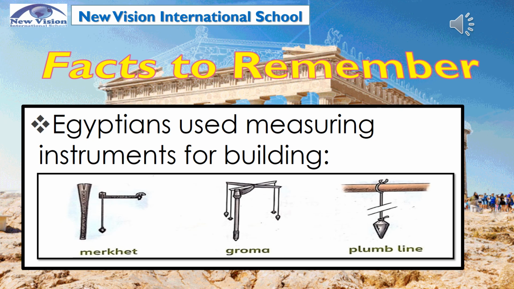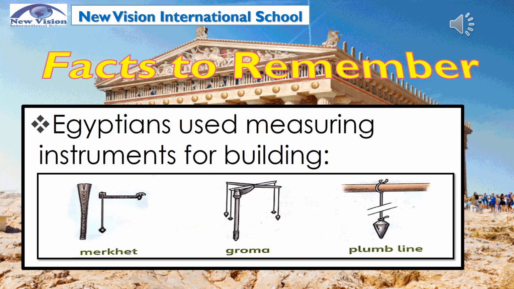Egyptians used measuring instruments for building. They are mercat, groma, and plumb line.